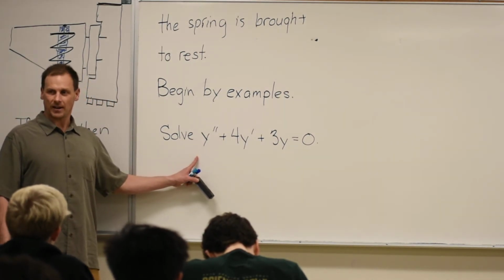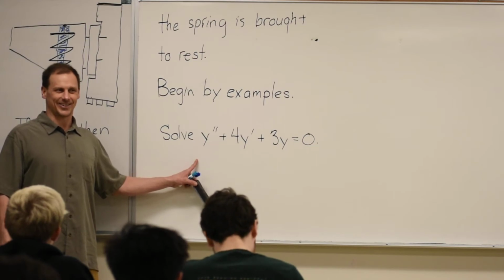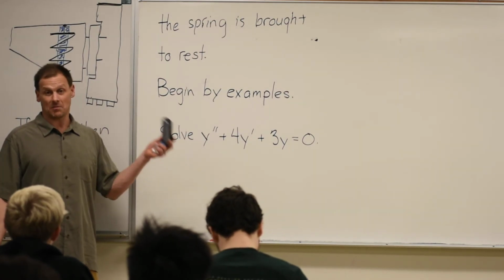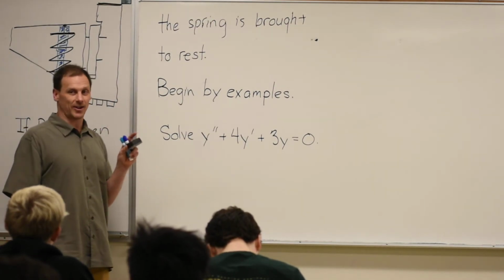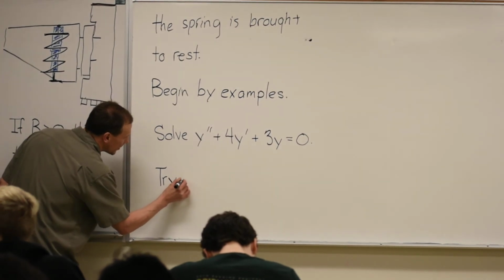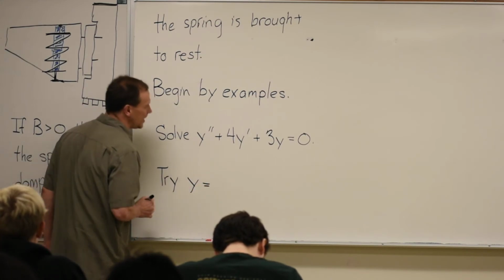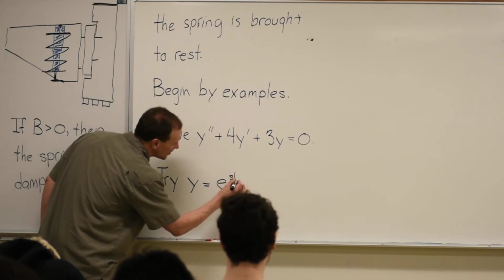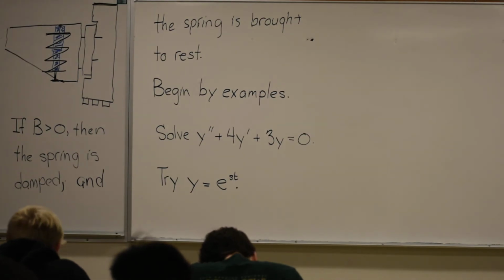So what do you think we should try? Make it easier. What's been the magic function so far? E, right? E can be circular, and E can just be exponential like you would expect now. So let's let E be our guide. In other words, we're going to try y equals e to the st. We don't know what s is going to be, but let's try y equals e to the st. Let's see what that has to tell us.